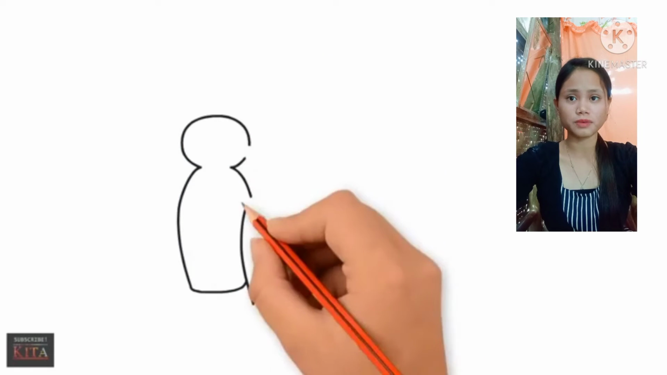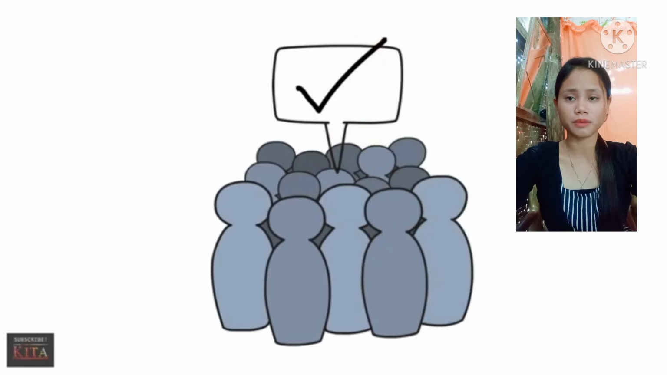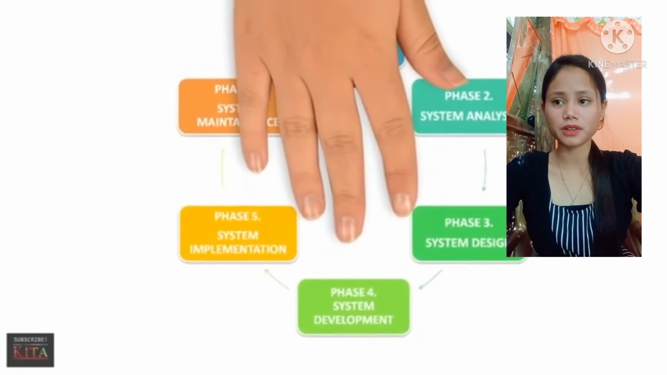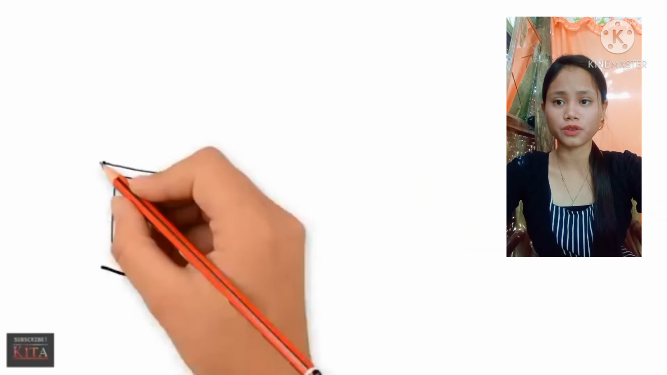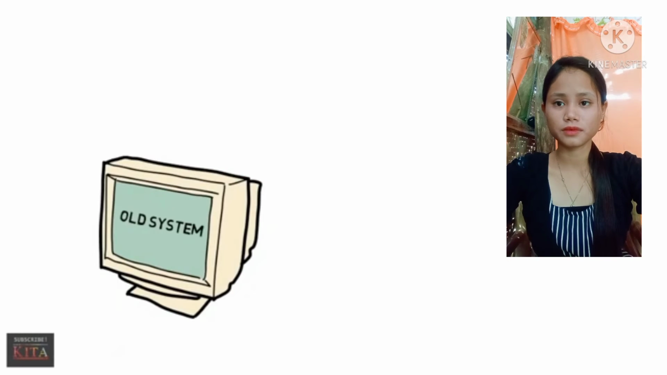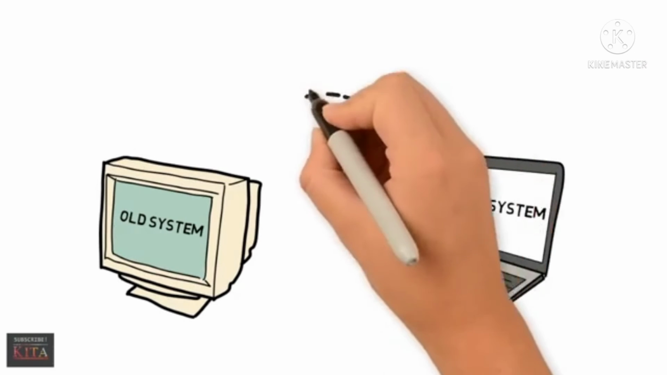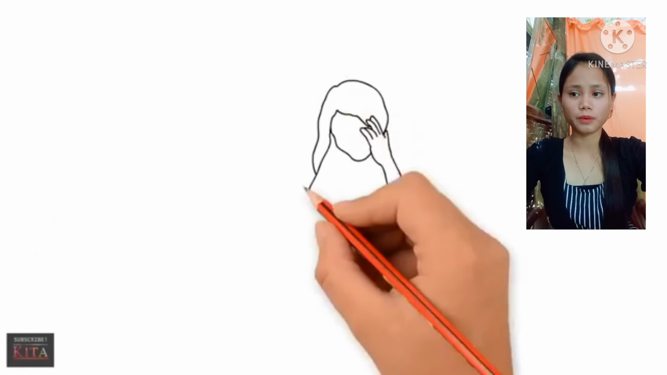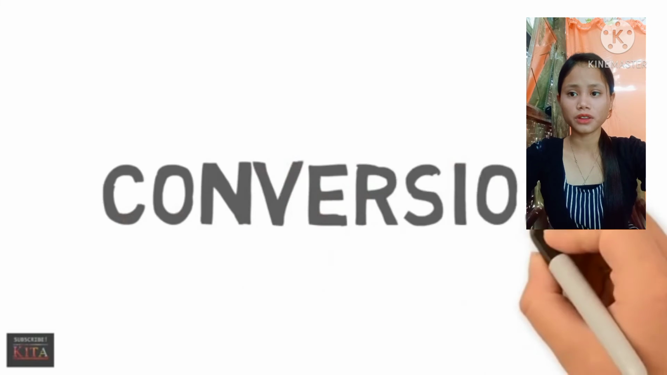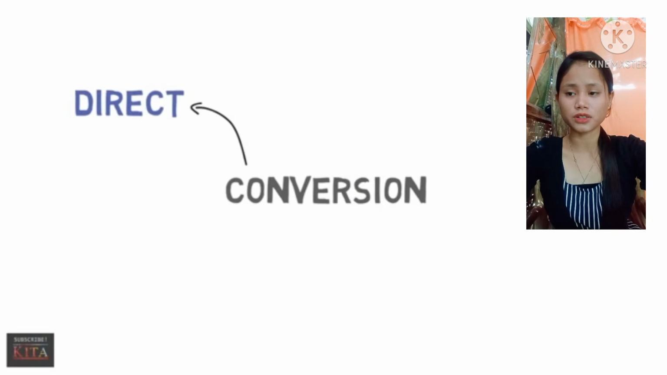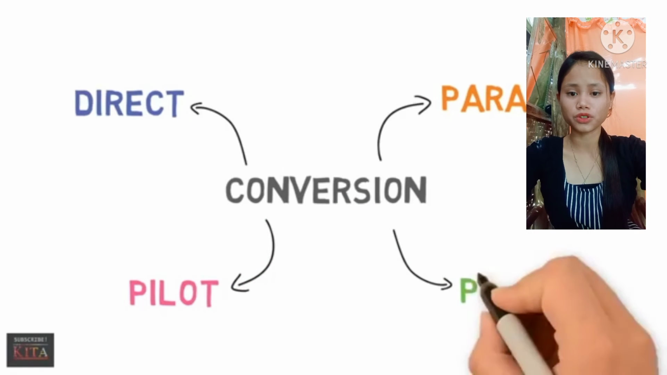After having the user acceptance of the system developed, the fifth phase, which is system implementation, begins. This phase is also known as conversion. This involves converting the old system to the new one. This is one of the most critical and expensive activities in the system development life cycle. There are four types of conversion: direct approach, parallel approach, pilot approach, and phased approach.